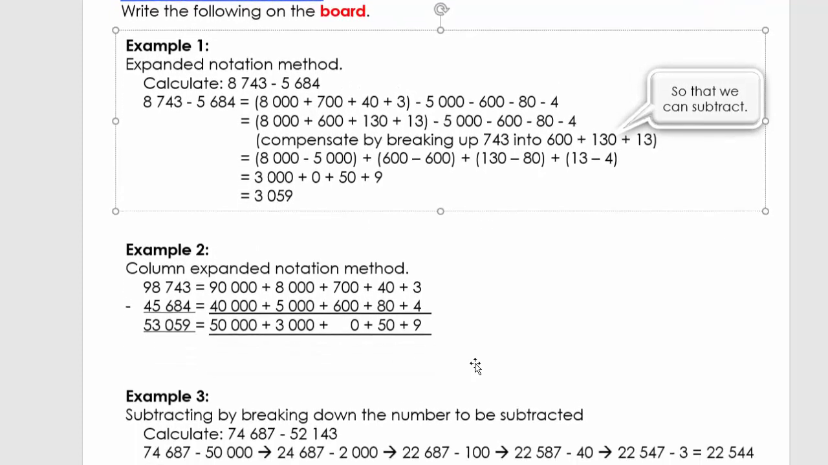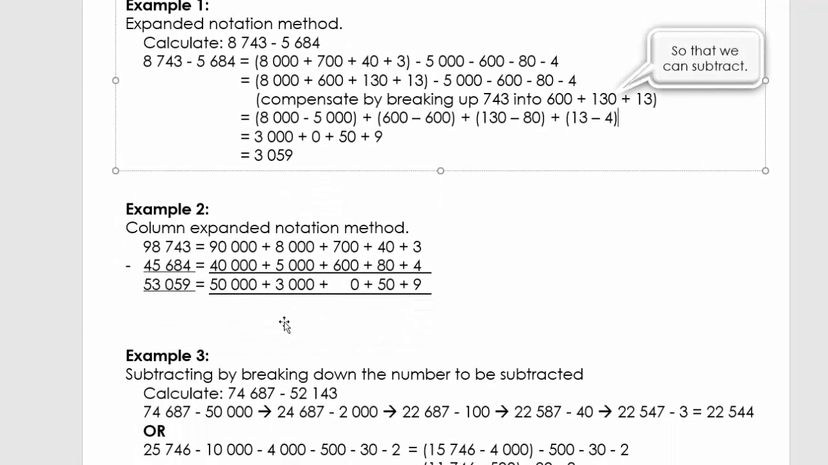Welcome back. So what I'm going to do is I'm first going to use the vertical method where we use expanded notation. So we got 98,743. So I'm going to write it here, 90,000 plus 8,000 plus 700 plus 40 plus 3. Then we got 45,684. So we got 40,000 plus 5,000 plus 600 plus 80 plus 4.